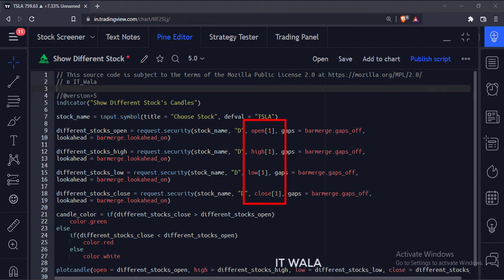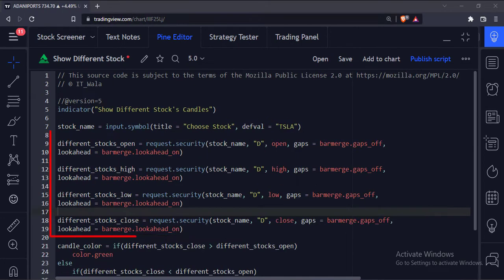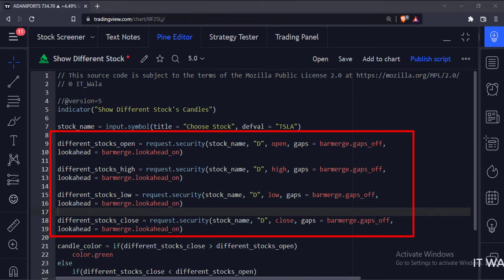To understand the indicator repainting issue, please watch that particular tutorial. The link to that tutorial is given in the description. The fourth argument handles the gaps. And the fifth argument handles the bar merge.